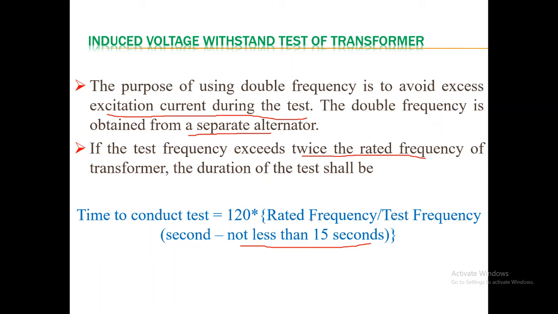Suppose the rated frequency is 50 hertz and the test frequency is 100 hertz. If the test frequency exceeds twice the rated frequency, or if your source contains harmonics, then the frequency is obviously somewhat higher than twice the rated frequency. In that case the time required to give the voltage with harmonics is lower than 60 seconds.